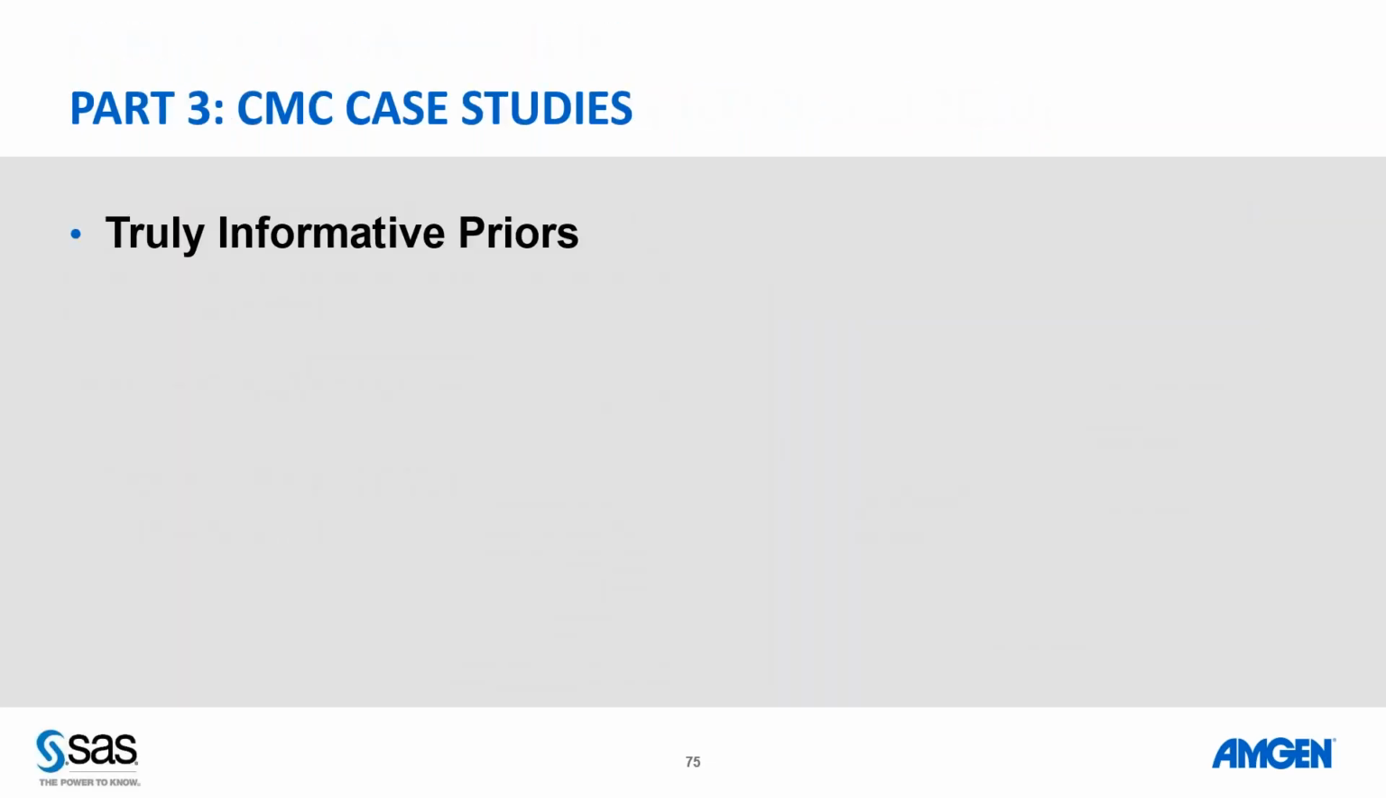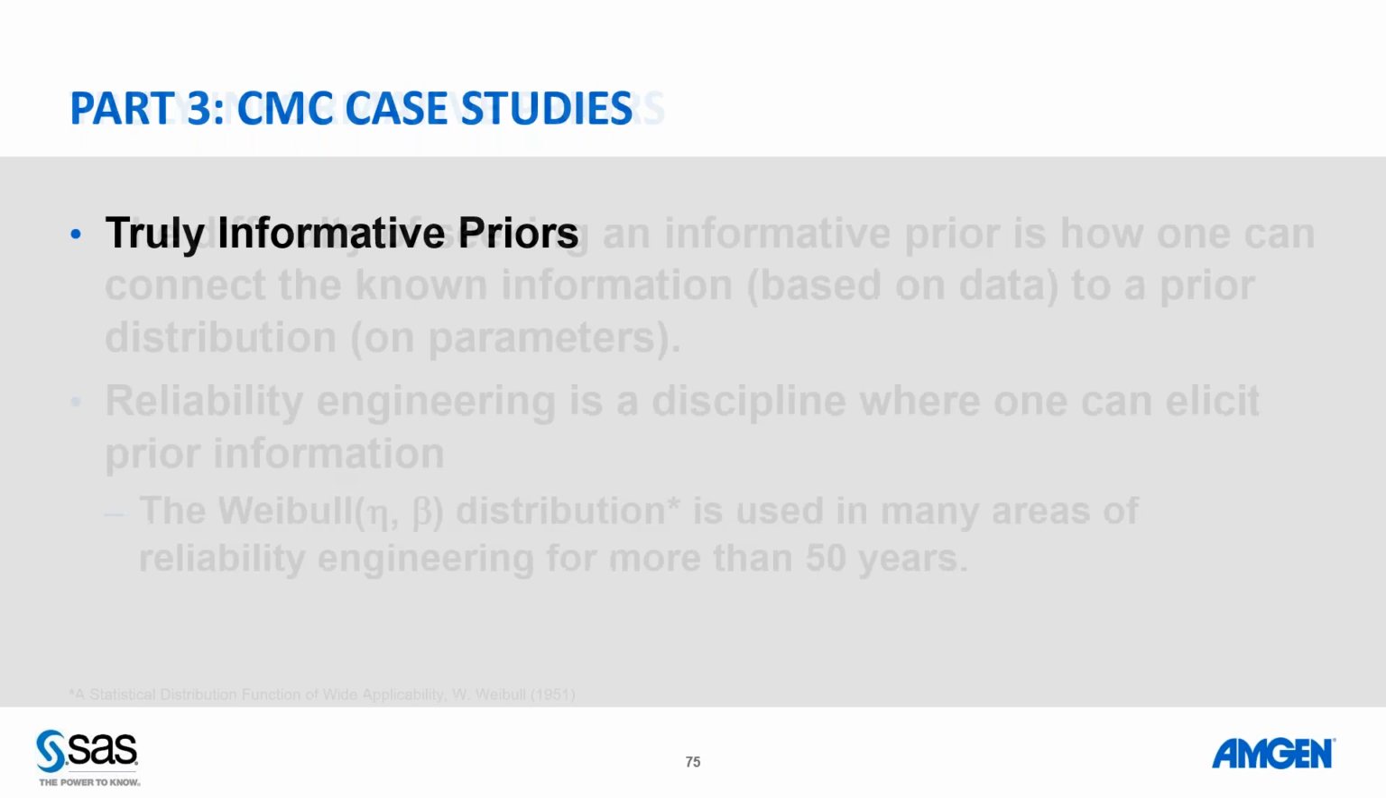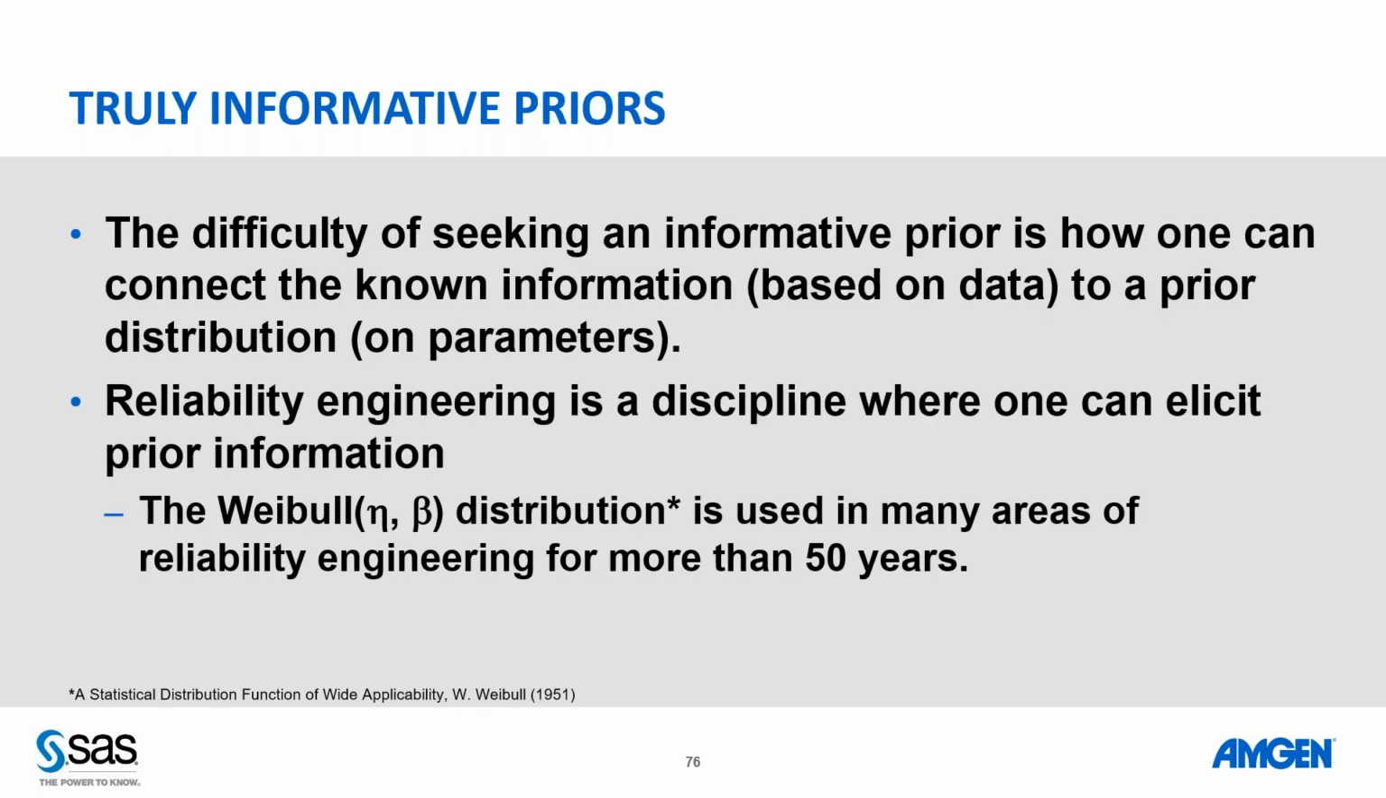So we're almost at the end. We're going to entertain some questions, but one thing that we want to talk about is these truly informative priors. I've said this many times before. This is connecting the data to the priors and all that. I mentioned that I did a lot of work in reliability, and reliability is a discipline where you can really elicit this prior information. For example, the Weibull distribution goes back to 1951. It's been used now for 60 years. There's a lot of information in this Weibull distribution. It's widely used in reliability work. So we can use that information to gather that.